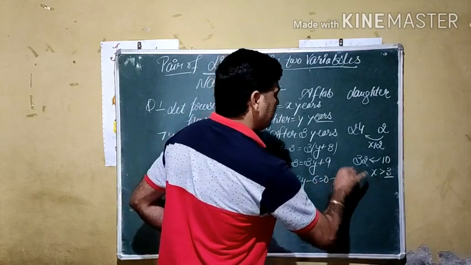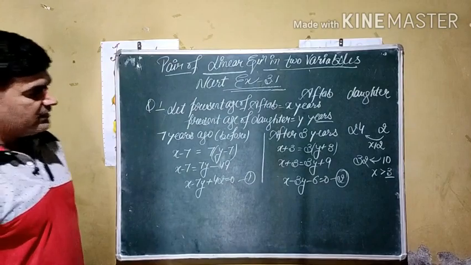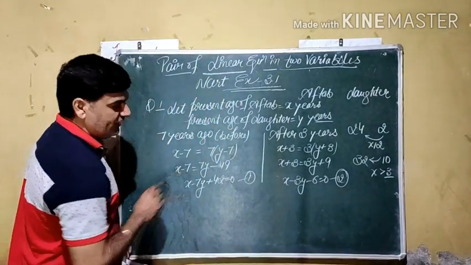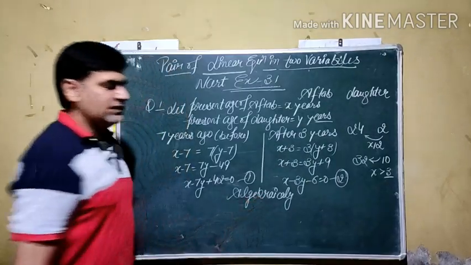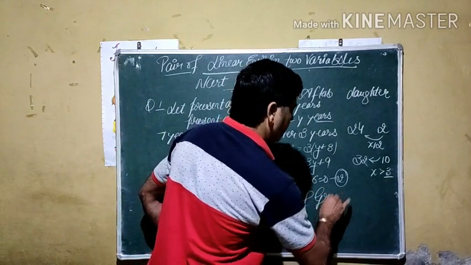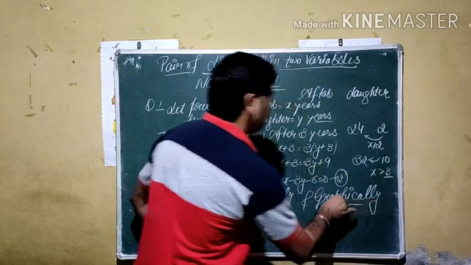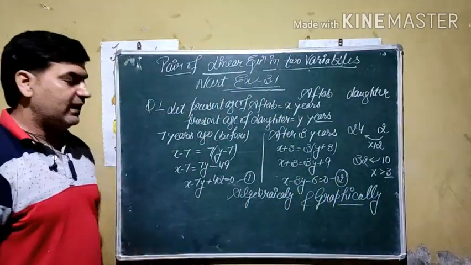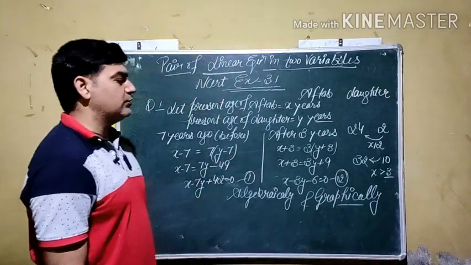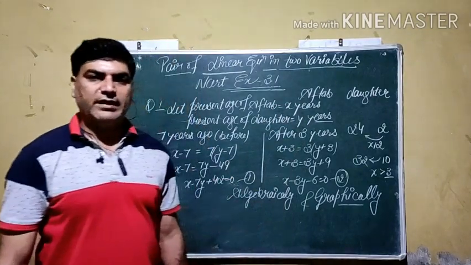This is our second equation of the given information provided in the statement. Now the question is to do it algebraically. This is known as algebraically, and our question is to solve it algebraically and graphically. Graphically means we have to solve the result of these two equations on graph paper. Let's see how we can represent these two equations on graph paper and find the solution. Solution means the values of x and y, which are unknown here.